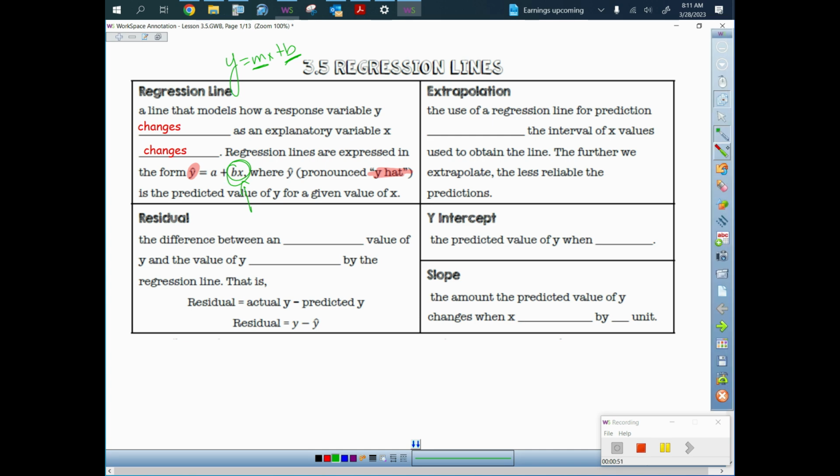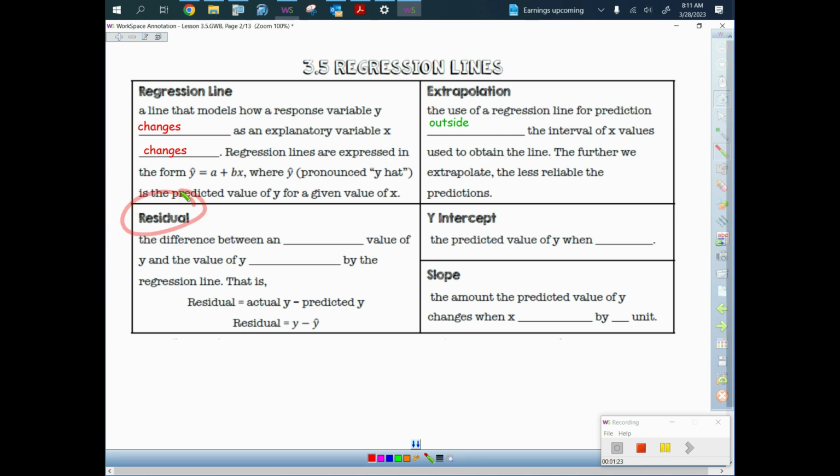Today we'll learn about what an extrapolation is. It's the use of a regression line for a prediction outside the interval of x values used to obtain the line. That's like in our activity. We had data for 7 rubber bands for the Barbie, and then they said use this data to predict what 20 rubber bands would do. That's an extrapolation, because we don't have the data for 20 rubber bands, so we extrapolate out to what it would look like.